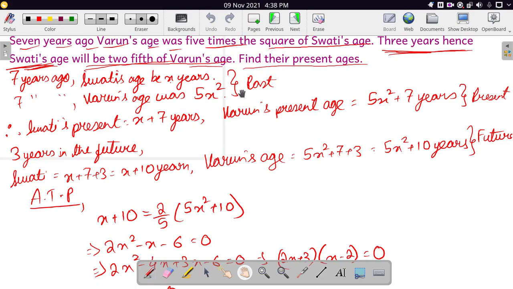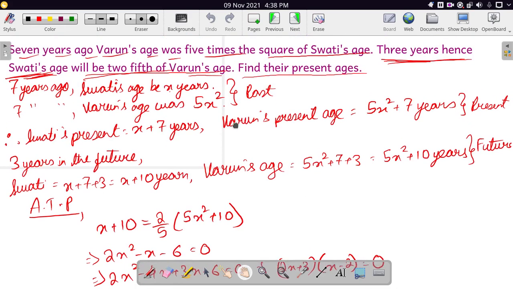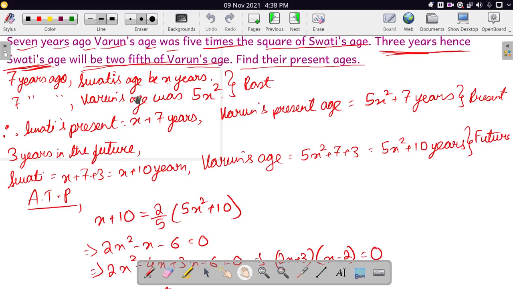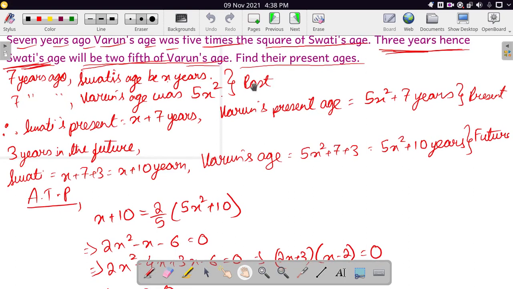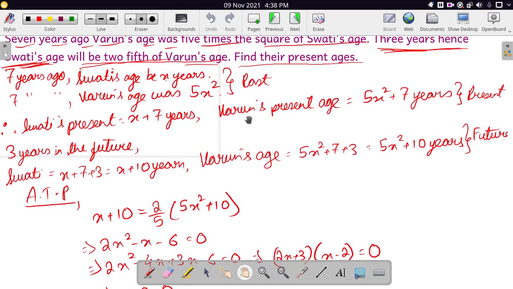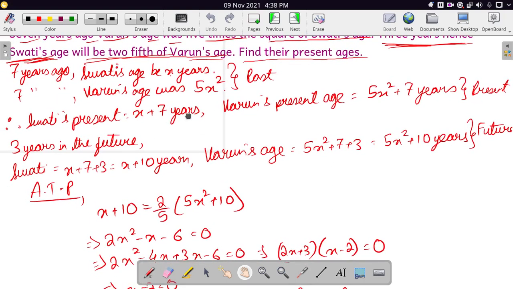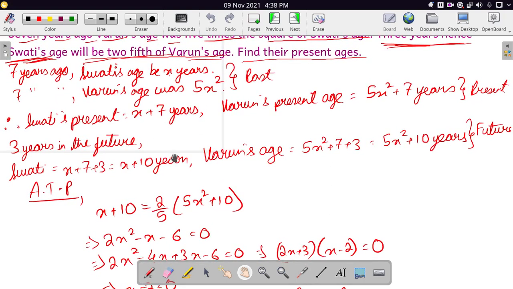Now next we did age. Age sums are very important. We took the variable, the ages of Swati and Varun 7 years ago. We took the age in the past. Then we did it in the present. We just kept on adding: 7 years in the present, 3 years in the future, we just added.